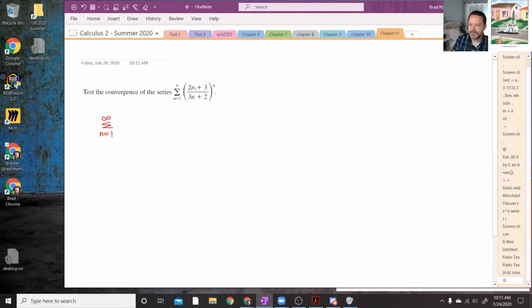So, the sum from n equals 1 to infinity of (2n plus 3) over (3n plus 2) to the n. Is this convergent? Now, oh, I see. So this one is a little tricky.